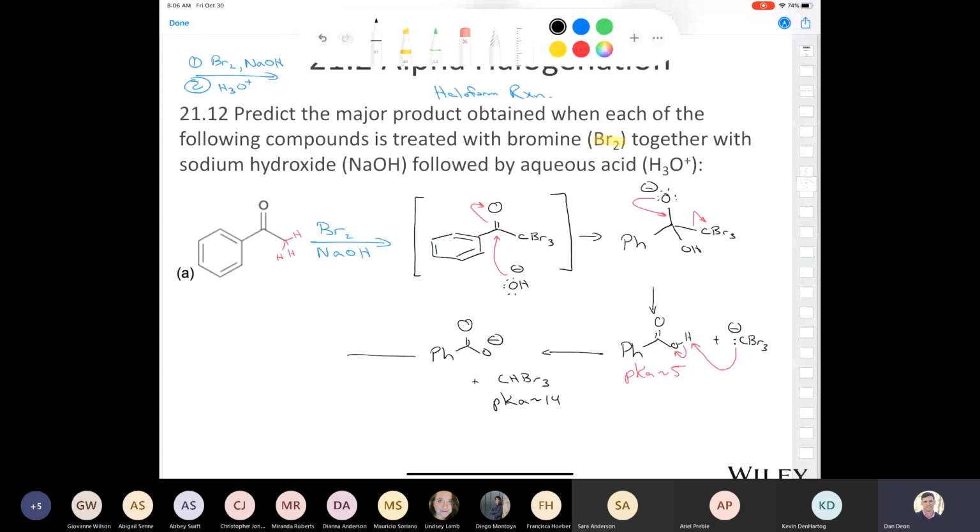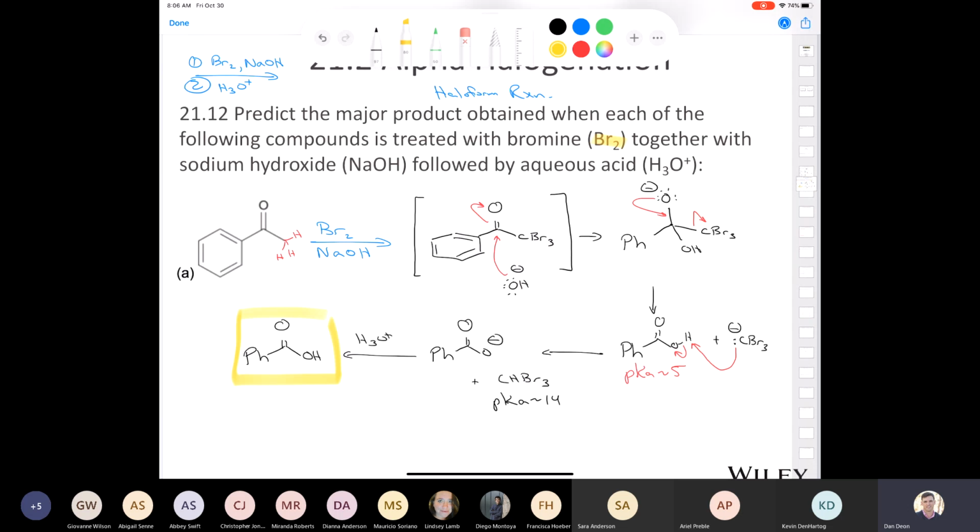And so the equilibrium is going to lie to the side of the carboxylate. And that is why in the last step, you need to treat that with aqueous acid to produce the carboxylic acid. And so what you're doing is you're taking a methyl ketone, this is acetophenone, and you're producing benzoic acid. Very, very important reaction, the haloform reaction.